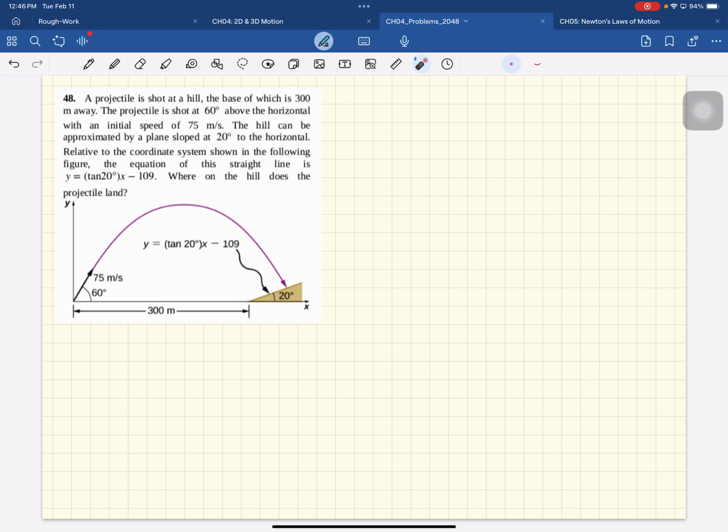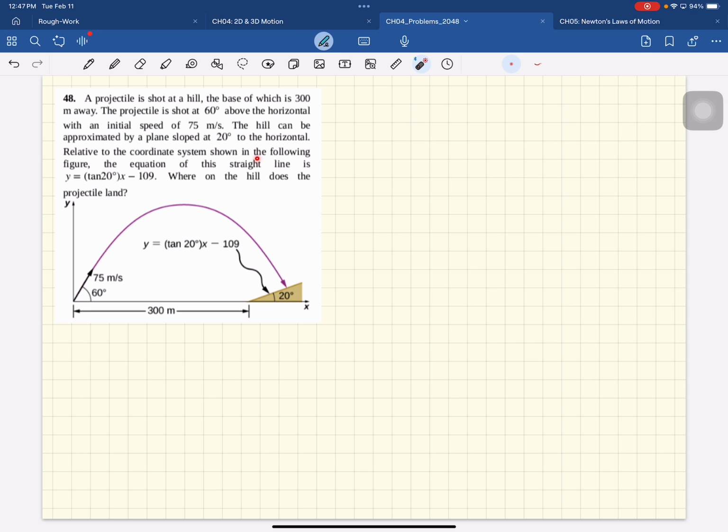It's shot at a hill. So this projectile is shot at this hill, the base of which is 300 meters away. The projectile is shot at 60 degrees, the launch angle, about the horizontal with an initial speed of 75 meters per second. The hill can be approximated by a plane sloped at 20 degrees to the horizontal.